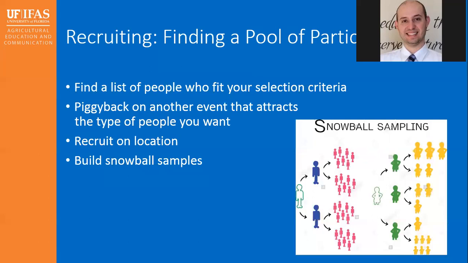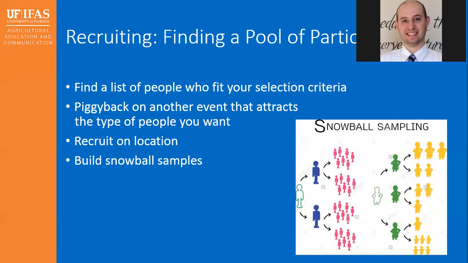So find a list of people who fit your selection criteria. Think about who might have such a list and engage them. So this might be a list of program participants or employees or parents. Piggyback on another event that attracts the type of people you want. So for example, do farmers in a certain area get together for a specific event? Recruit on location. So for instance, invite every 5th person who arrives at a clinic.